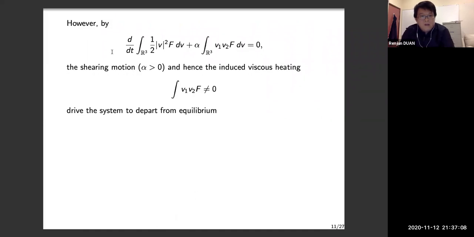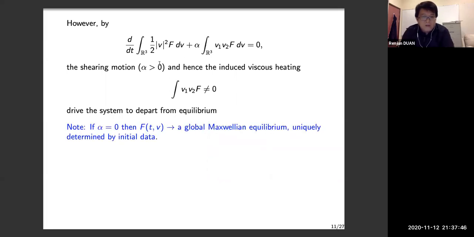Back to this change rate of the energy: as I mentioned, this term is induced by the shear force because alpha is positive. The relative, shearing motion will induce internal heat, as viscous heating, because usually this heat flux may not be zero as mentioned. So this term will drive the system to depart from the equilibrium states.